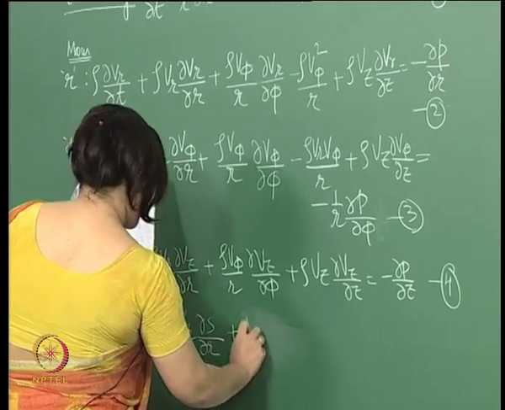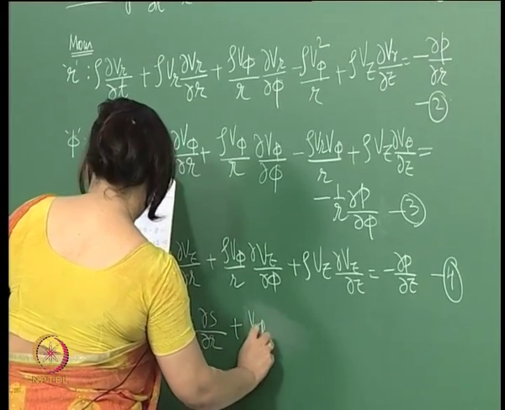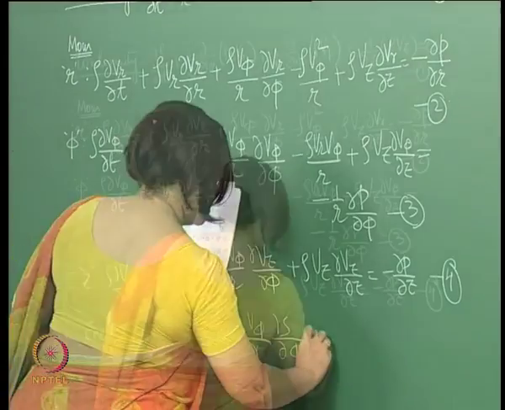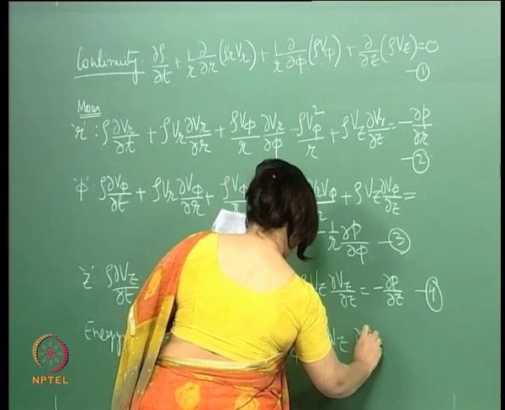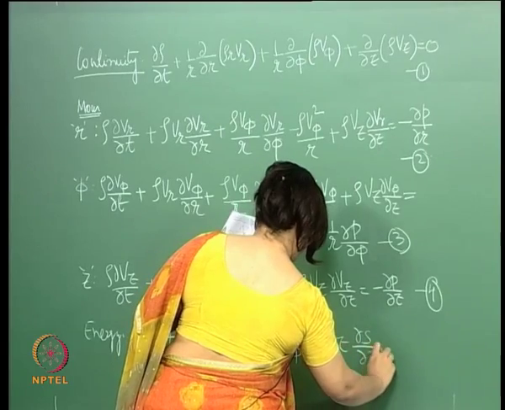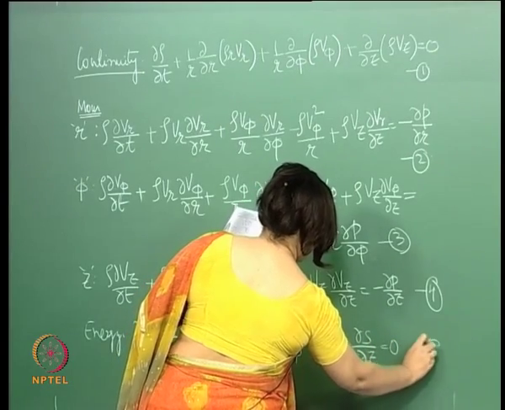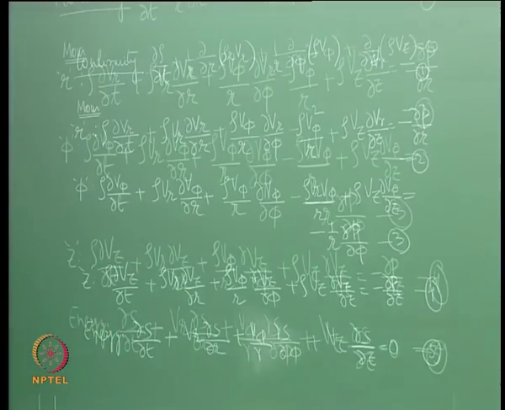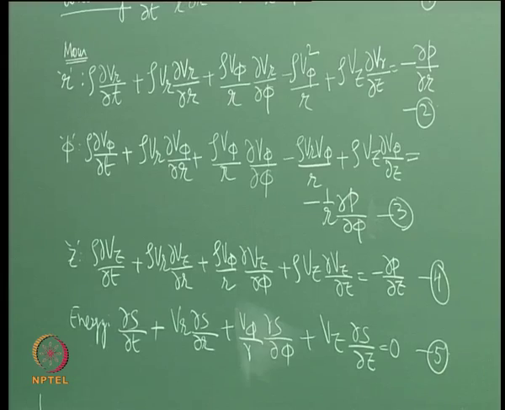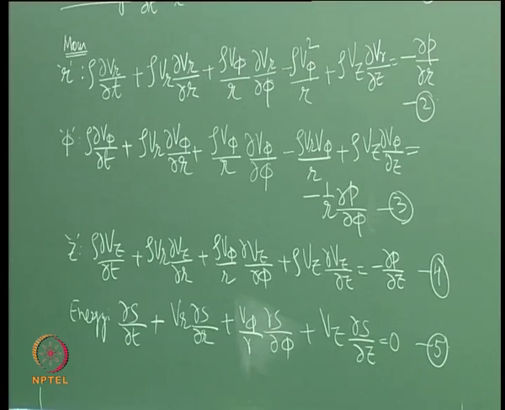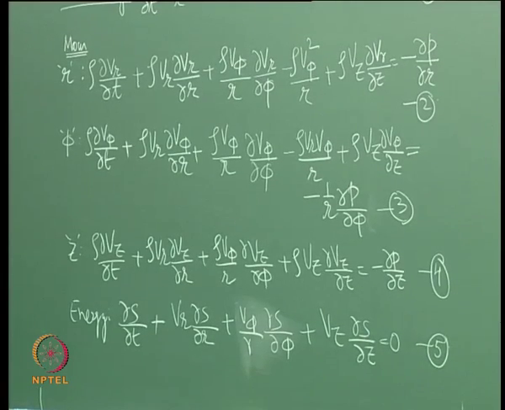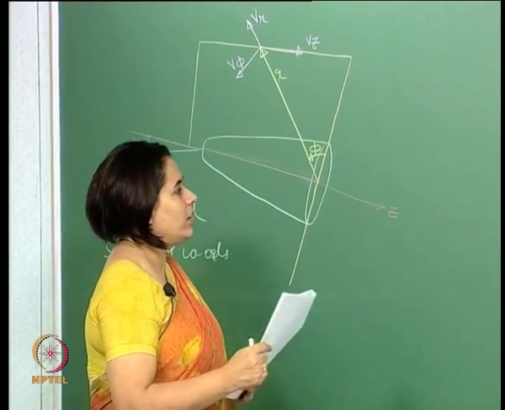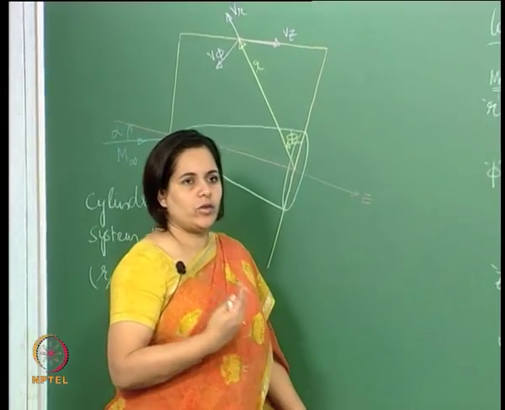Okay. So, then we have the phi by r. Okay. So, these are basically our governing equations in the cylindrical coordinates. Now, numerically, how do we go about solving this?